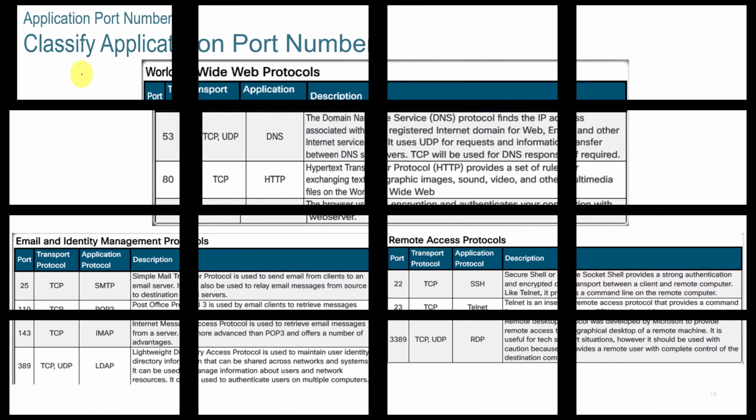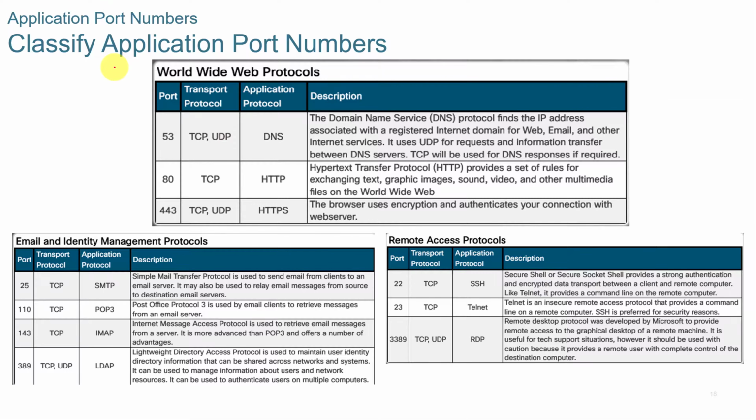Now, you are going to need to learn some of the basic port numbers, some of the common port numbers. For the World Wide Web protocols, some common ones: port 53, which is TCP and UDP, is for DNS. HTTP uses port 80, which is your web browsing. And then secure, encrypted web browsing uses HTTPS, which is port 443.